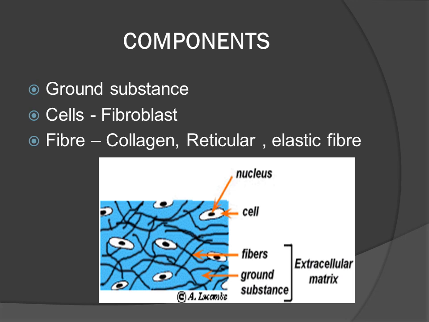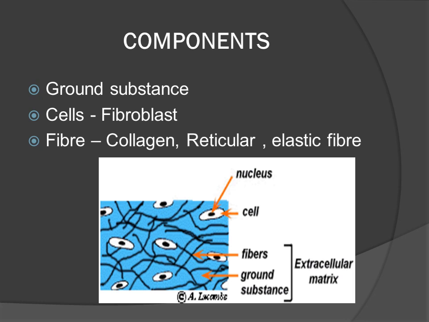Fibroblast cells. Fine? Okay. Then one more point we can say here. This ground substance as well as this fiber we can say as a matrix. This fiber as well as ground substance we can say as an extracellular matrix. Fine. And now is it clear? So the components are ground substance, cells as well as the fibers.